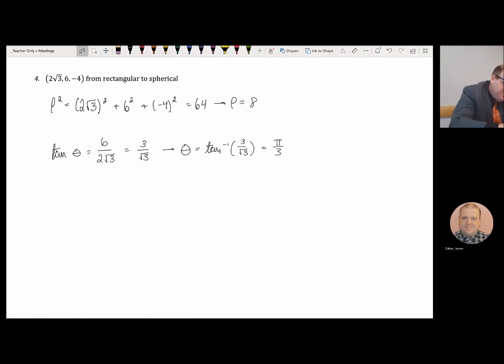Finally, cosine of phi is z over rho. What is the inverse cosine of negative 1 over 2?